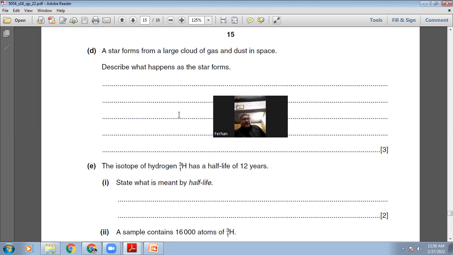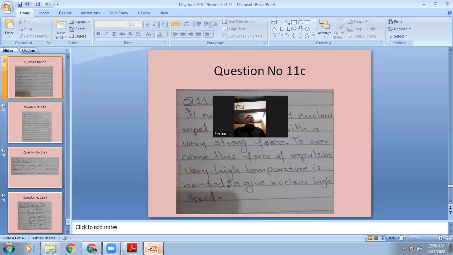And at the end, you see, the outward and the inward forces are balanced, so the star is formed. So let me read my answer.